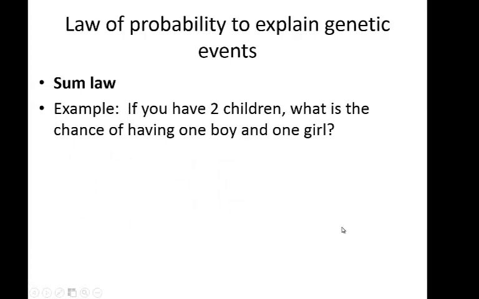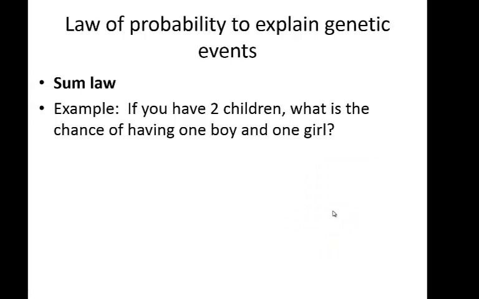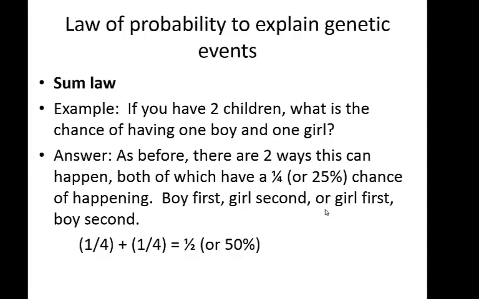Let's do another example. If you're having 2 children, what is the chance of having 1 boy and 1 girl? Now remember, you don't care about what order this happens in. As we said before, there are 2 ways this can happen, both of which have a 1 in 4, or 25% chance of happening. You could have a boy first and a girl second, or you could have a girl first and a boy second, each of which has a 1 in 4 probability of happening.